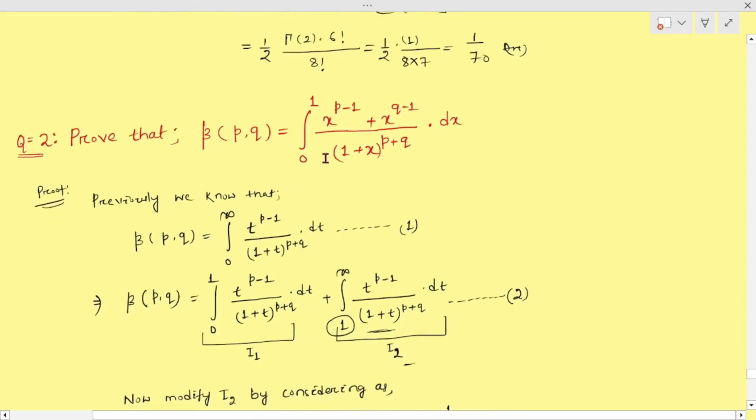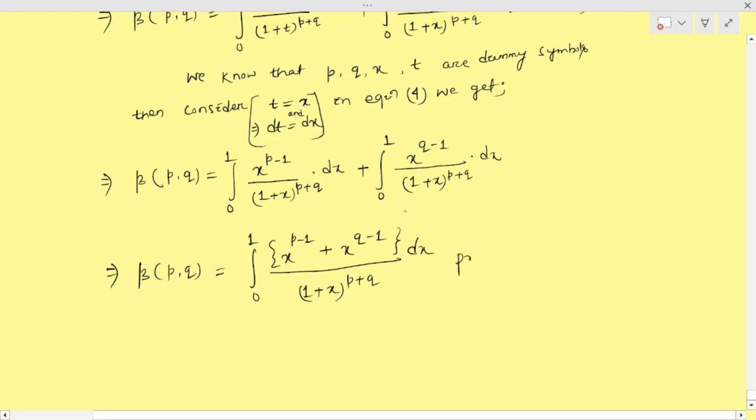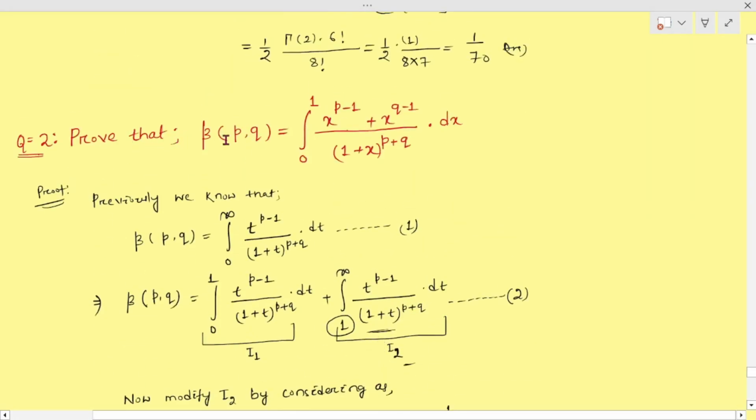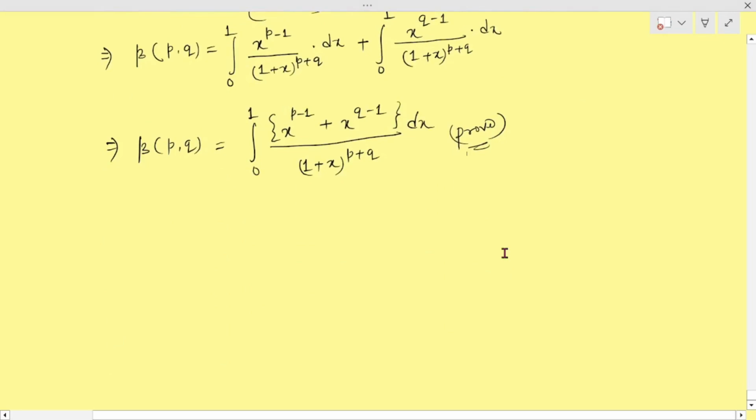This much we should have proved, right? Already we have proved it here. The integration is 0 to 1, with dx, and denominator 1 plus x to the power p plus q. So we can write beta pq equal to 0 to 1, adding the numerators, x to the power p minus 1 plus x to the power q minus 1 over 1 plus x to the power p plus q dx. Hence proved. We needed to prove this much. Okay, now we are going to go for our next question, question number 3.